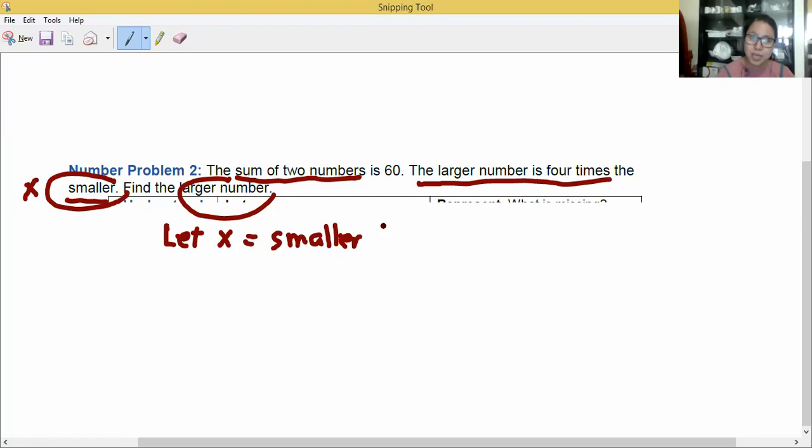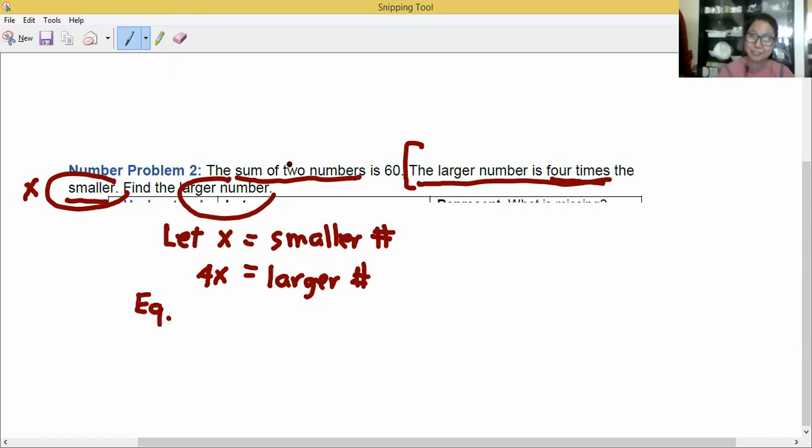Now, how do we have the larger number? We need to read the second sentence again. The larger number is 4 times the smaller. So our larger number is 4 times the smaller. So it is 4x. Now let's write our equation.